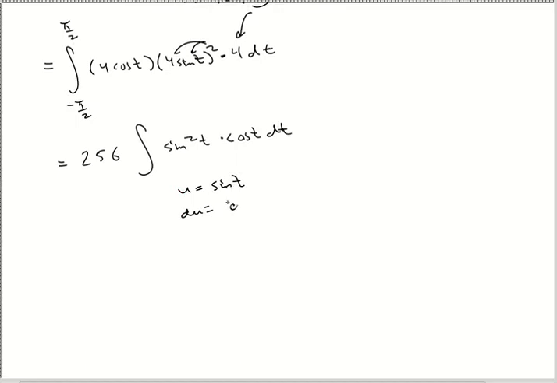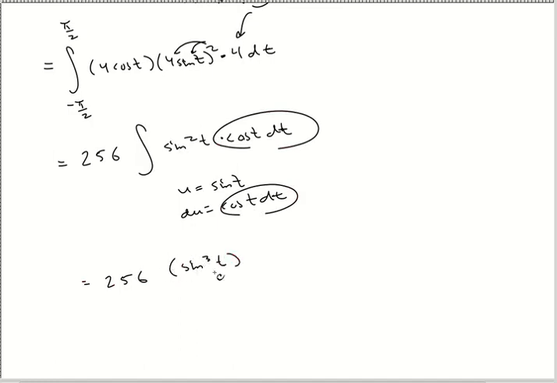du is now going to be cosine t dt. This one's nice because it's literally the same thing. So you're going to integrate, you add 1 to the power, divide by the new power. So sine cubed, and then over 3 from negative pi over 2 to pi over 2.